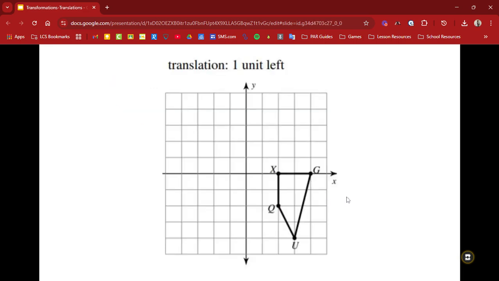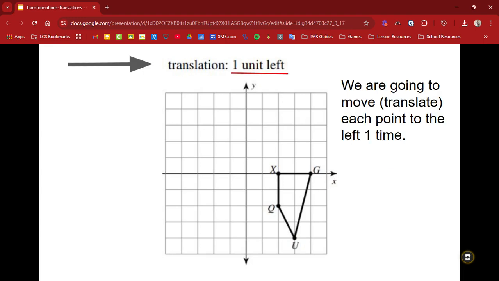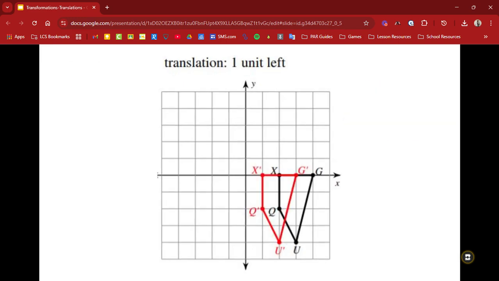All right, so let's say, for example, you were given this pre-image. The one that we start with is called the pre-image. Our instructions are to translate it 1 unit to the left. All that means is I'm going to take each one of these points and move it one space to the left. That's it, Mr. Cruz? Yeah, that's literally it. So translating it one to the left, let's start with X and Q. I moved it one to the left with G and U. And then when I connect the dots, our new image should look like this. That's really all you're doing.